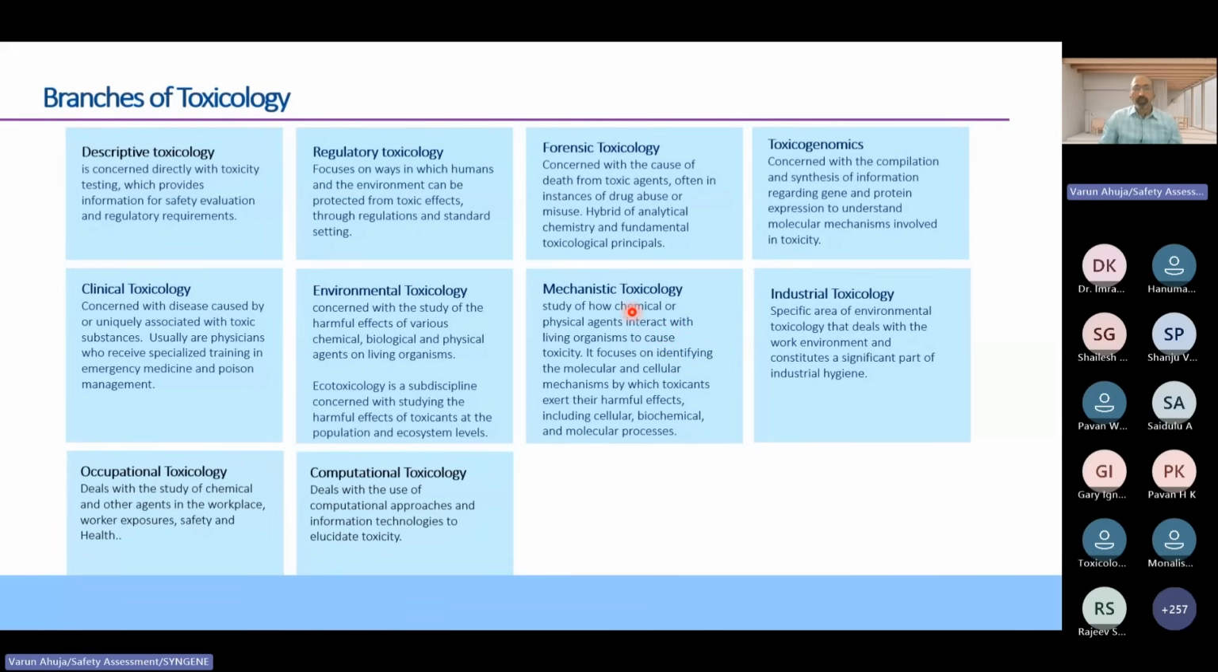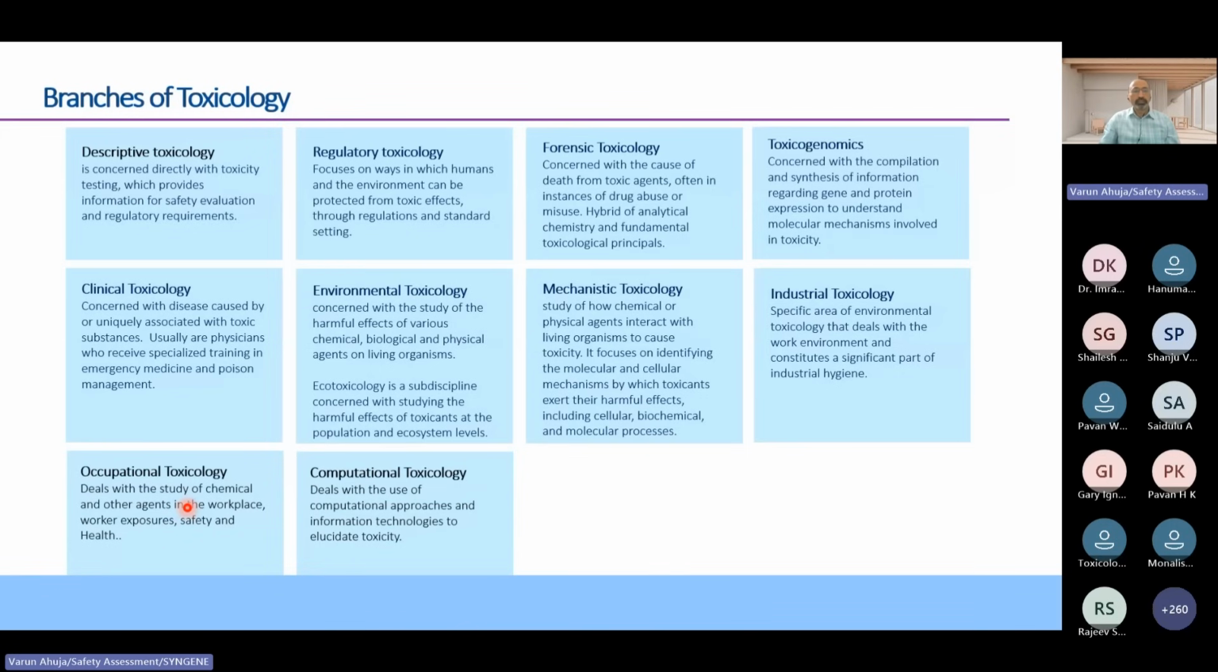It focuses on identifying the molecular and cellular mechanisms by which toxicants exert their harmful effects, including cellular, biochemical, and molecular processes. Then moving on to industrial toxicology. This is a specific area of environmental toxicology that deals with the work environment and constitutes a significant part of industrial hygiene.